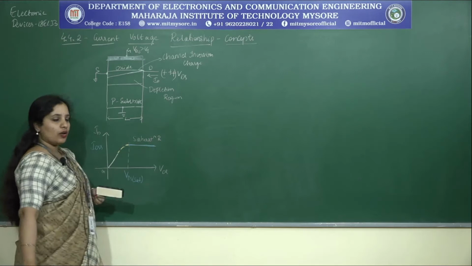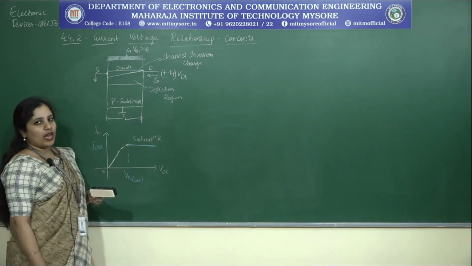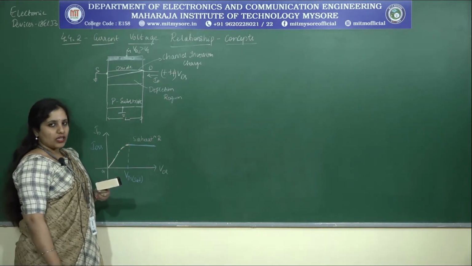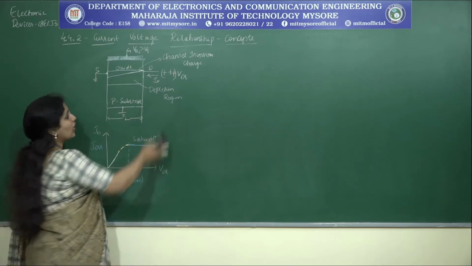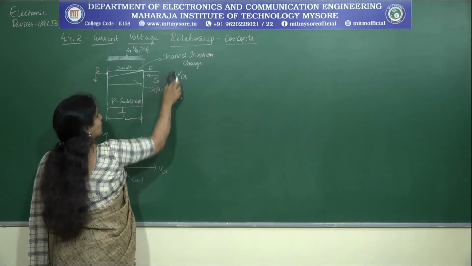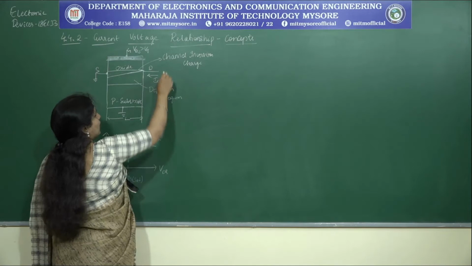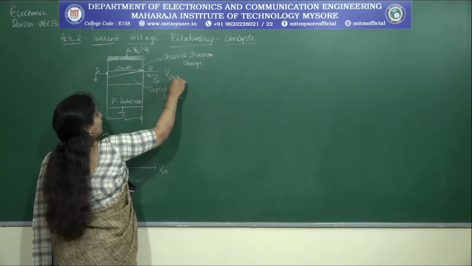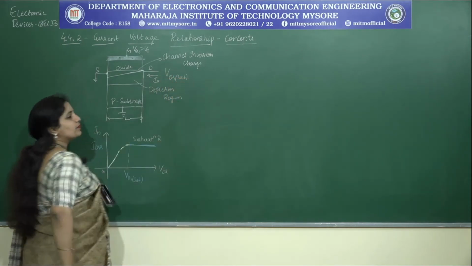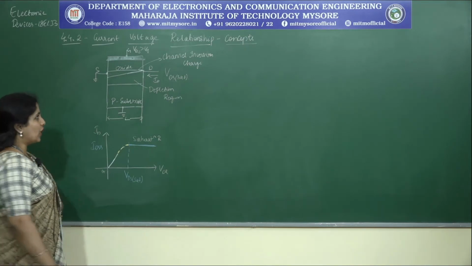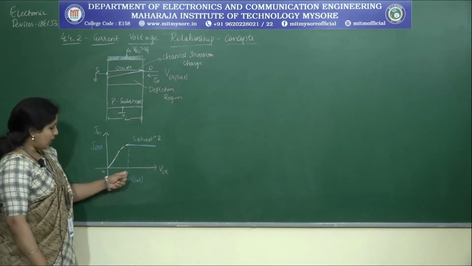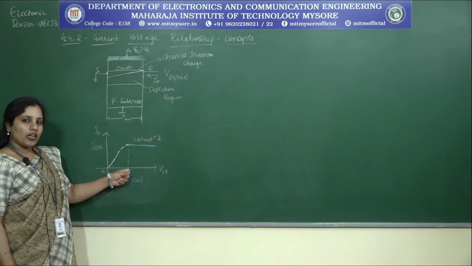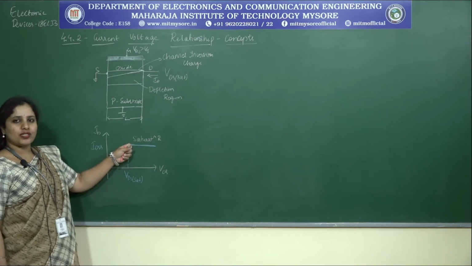Saturation region, whereas this region is referred to as the non-saturated region. Therefore, instead of writing it as triple plus, we can just write it as VDS-SAT. That is, I am providing a voltage across the drain which is exactly at this point. When I do that, my device reaches saturation.